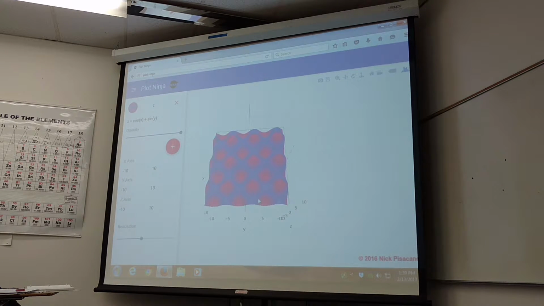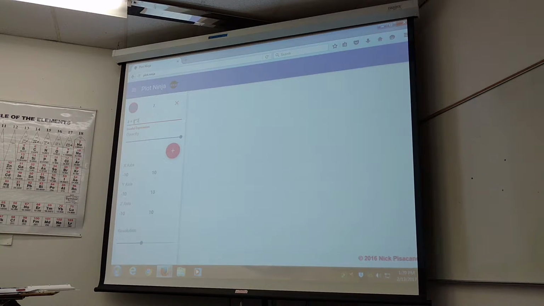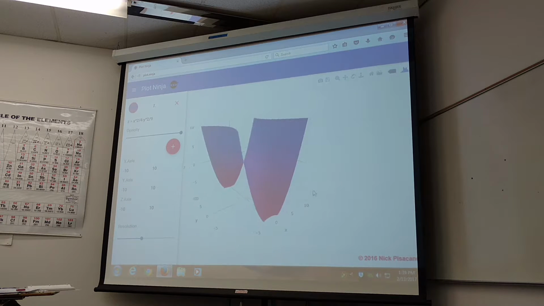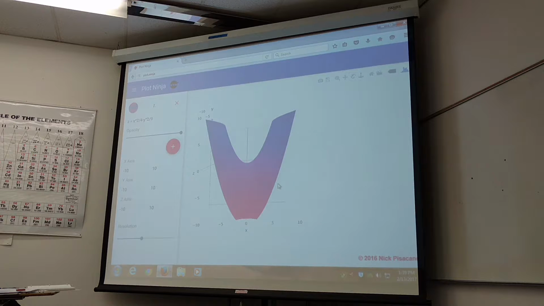So, this is what you get with this equation. Let's see what we get with what we got here. X squared divided by 4 minus y squared divided by 9. And now watch. That's freaky looking. What plane am I looking at right now? Can you guys tell? Well, let me see if I can turn this thing around.